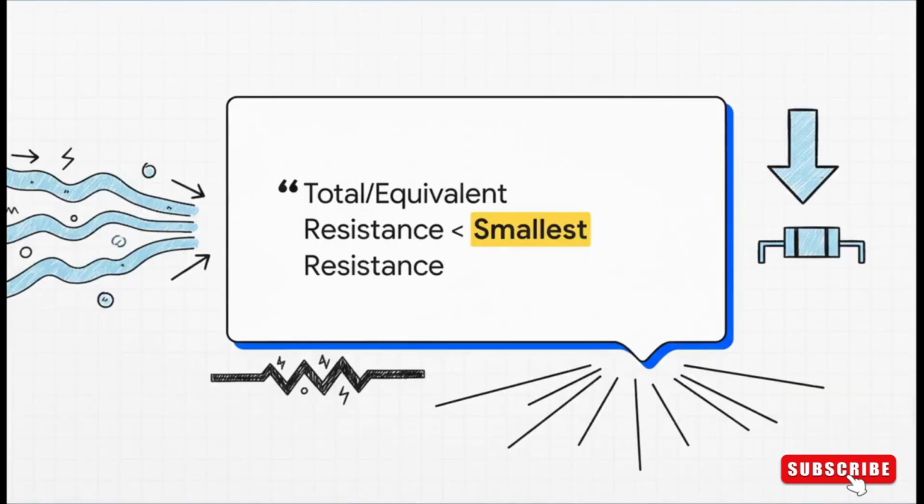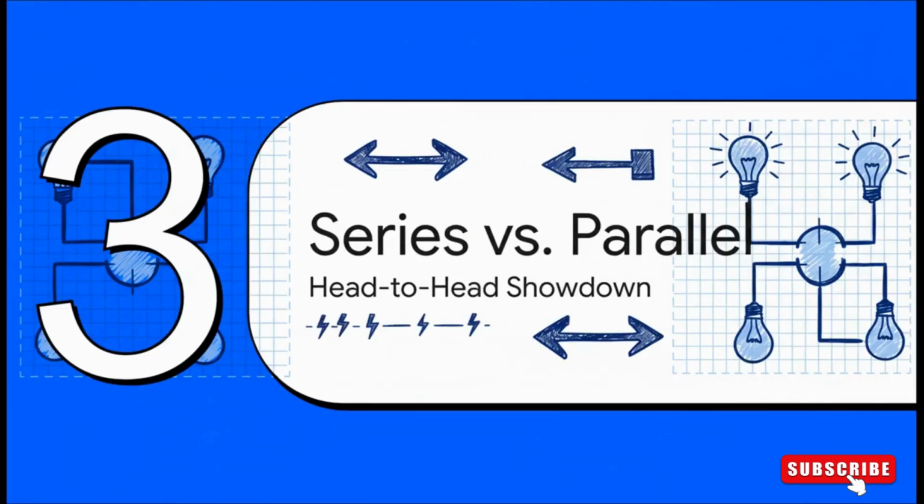And here it is. This is the big one for parallel circuits. By adding more paths, you're actually making it easier for the electricity to flow. Think about it. More lanes on a highway means less traffic. So the total resistance of a parallel circuit is always less than even your smallest individual resistor. Wild, right?